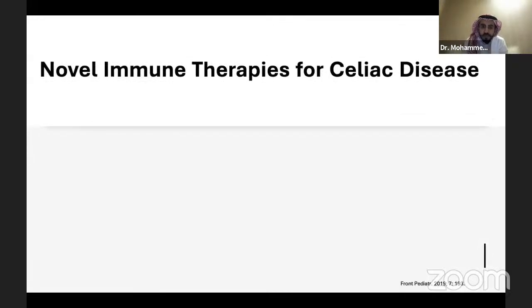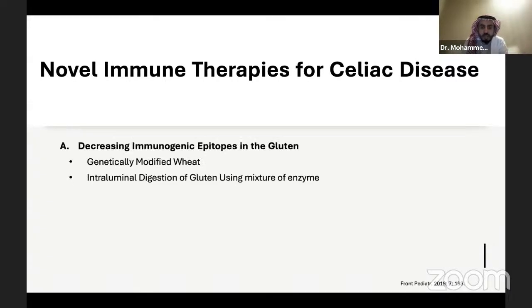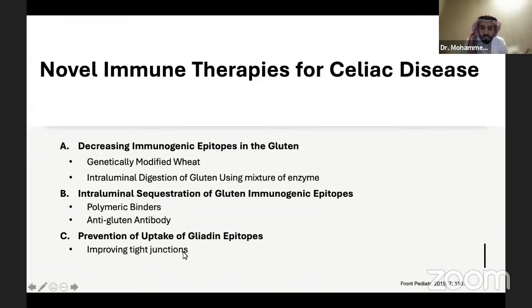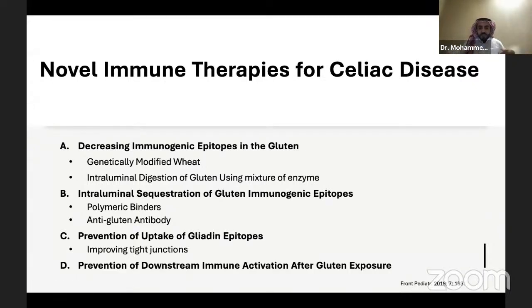The last one, celiac disease. The main treatment is to avoid gluten, but there are other investigations underway. One is to decrease the immunogenic epitope in the gluten by either genetically modifying the wheat or using a mixture of enzymes that digest the gluten into very small fragments before it reaches the intestinal epithelium, or to try to sequester the gluten in the intraluminal space by polymers or antibodies, or to prevent the uptake by improving the tight junction. There is one medication that is now in phase 3 trials. And the last resort is to prevent the downstream immune activation from the gluten exposure.